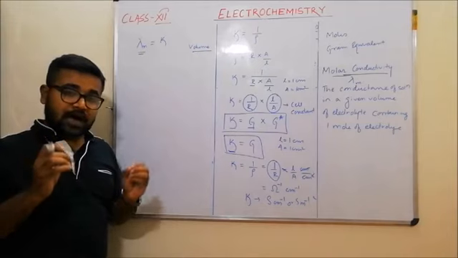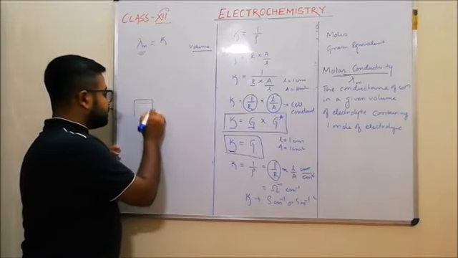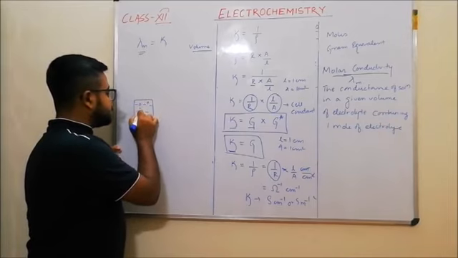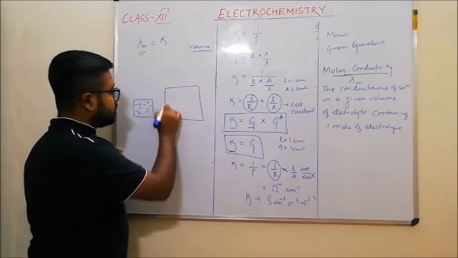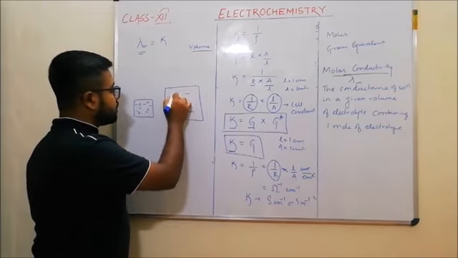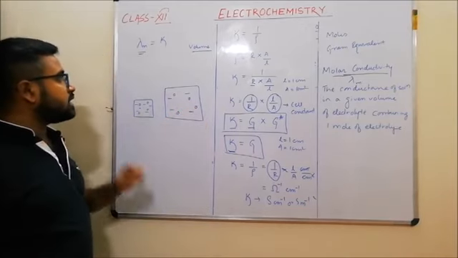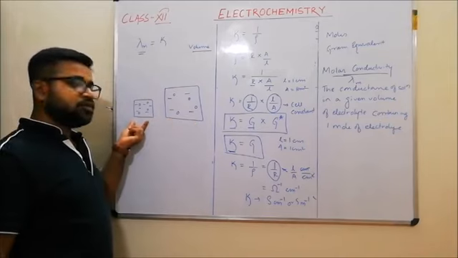The ions are getting the free space. Suppose this is the 1 liter, and this is the ions. Now it has become 2 liter. The same number of ions, these 4 ions, are now getting the free space. So in which case will the conductivity be more? In this case the conductivity will be more compared to this one.